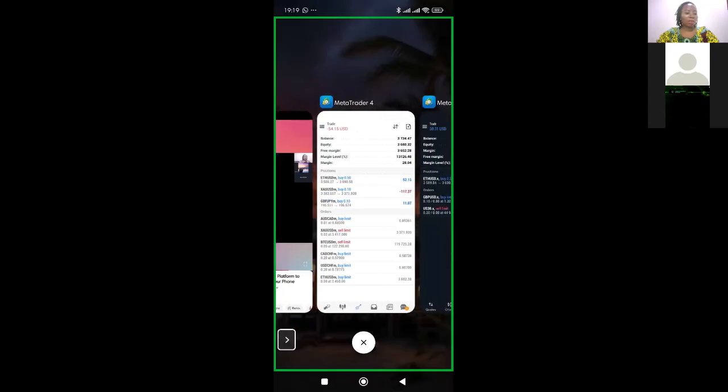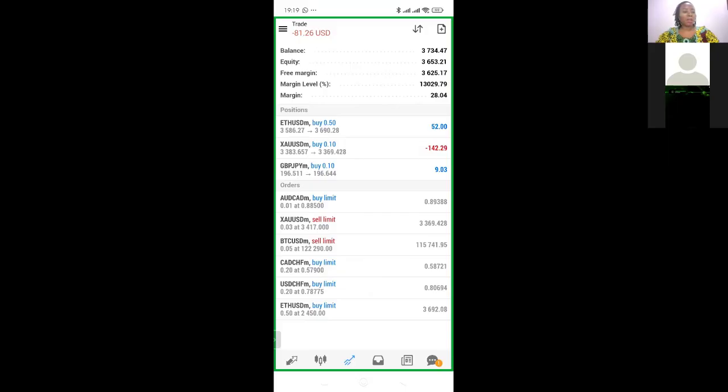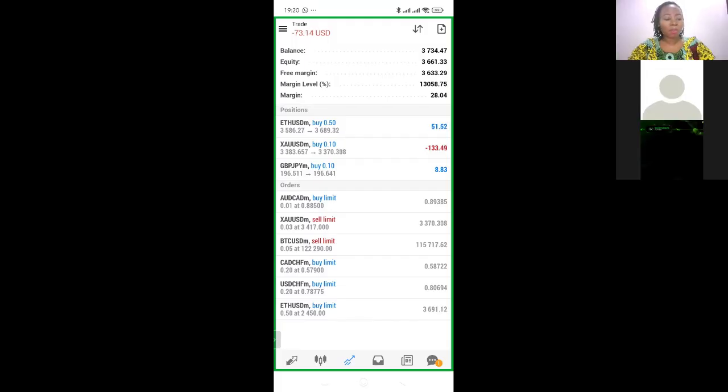This is my MT4 that has my demo account. So the trade that we are taking is AUDCAD. When you come to MT4 or MT5, depending on which one you use, there are different parts to it.